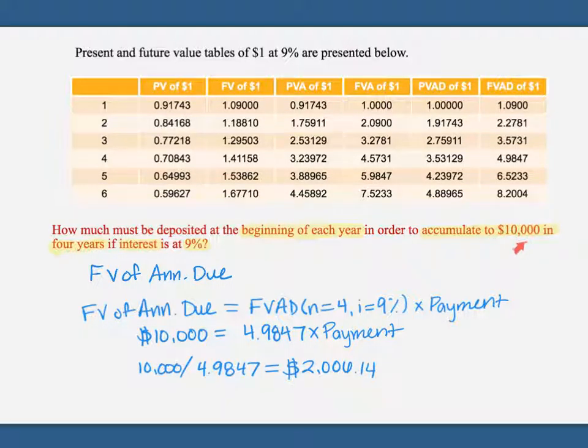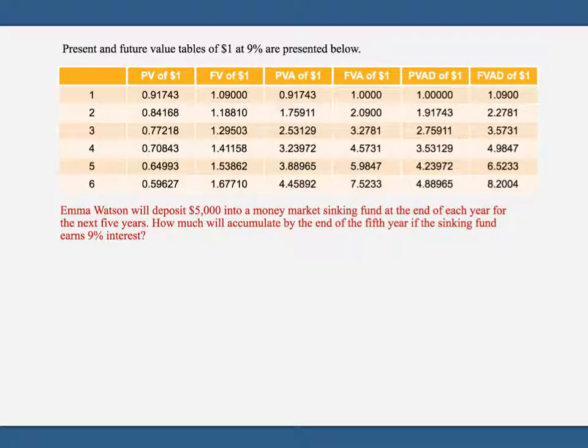Our third problem, Emma Watson will deposit $5,000 into a money market sinking fund at the end of each year for the next 5 years. How much will accumulate by the end of the 5th year if the sinking fund earns 9% interest? So looking through the problem here, I'm going to deposit $5,000 at the end of each year for the next 5 years.